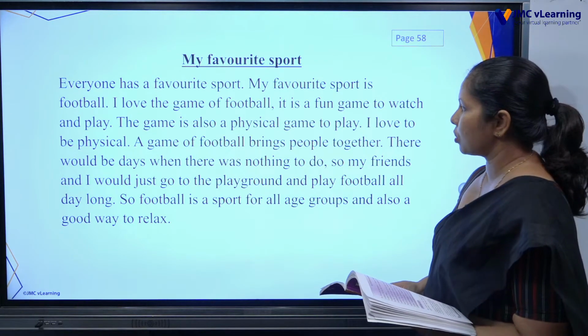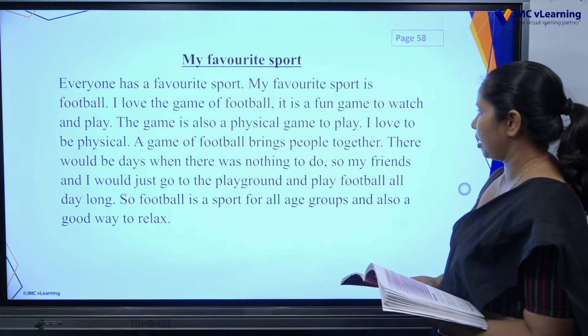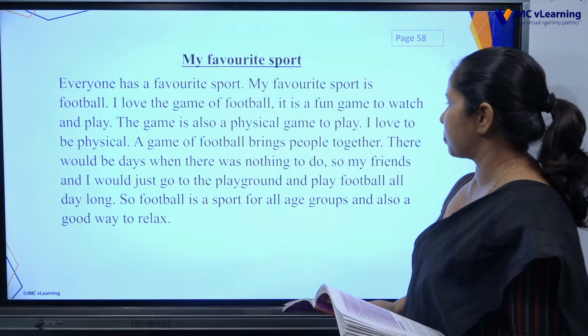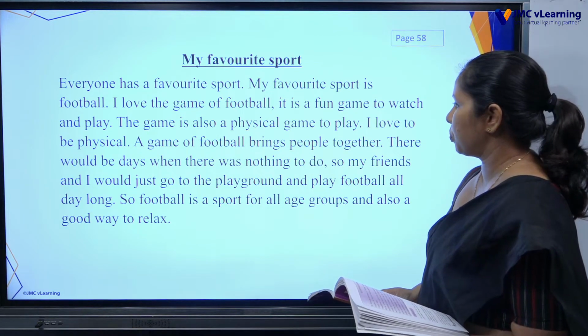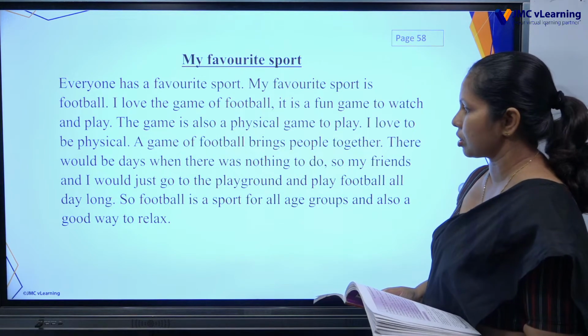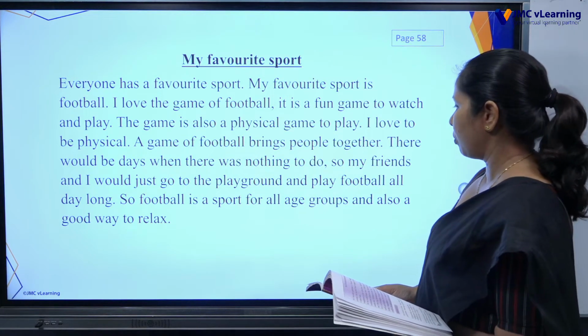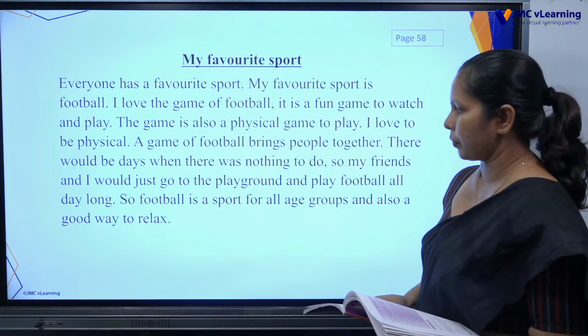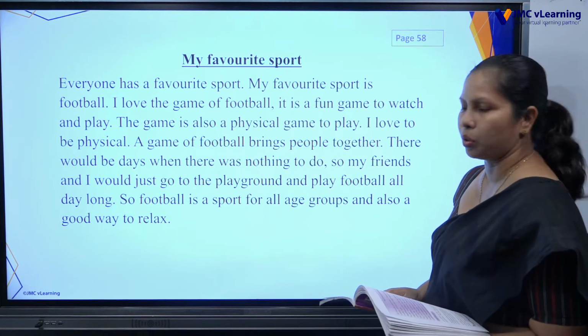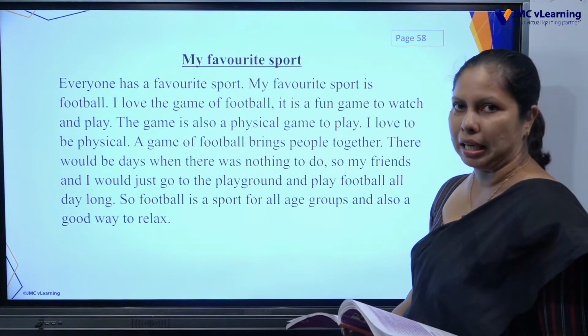The game is also a physical game to play. I love to be physical. A game of football brings people together. There would be days when there was nothing to do. So, my friends and I would just go to the playground and play football all day long. So, football is a sport for all age groups and also a good way to relax.